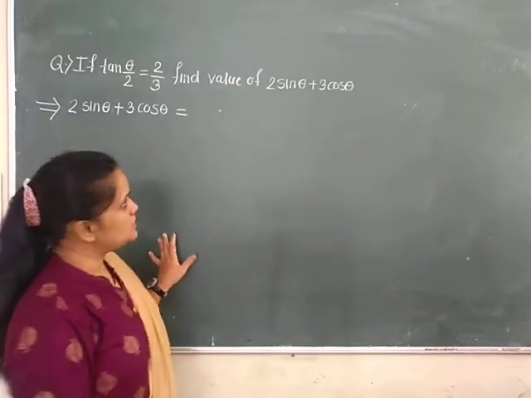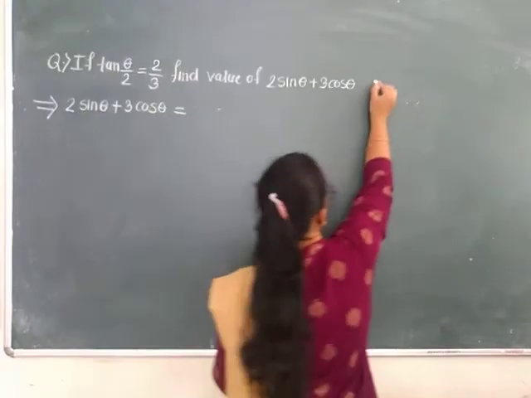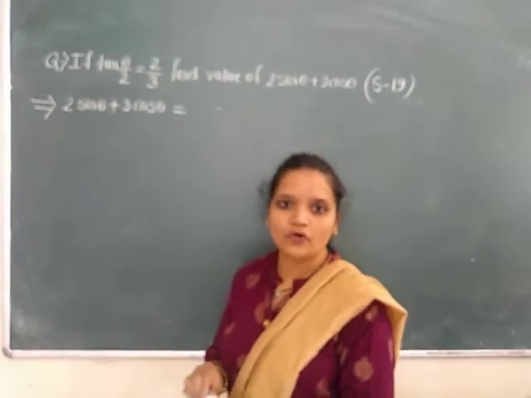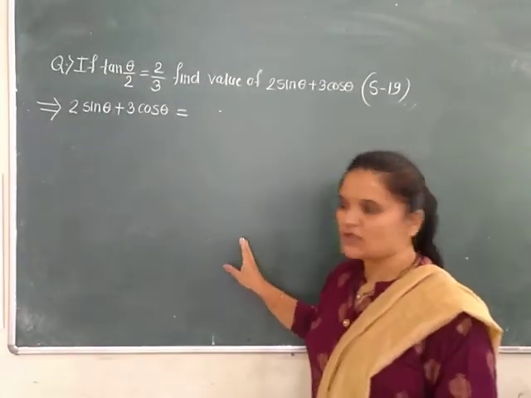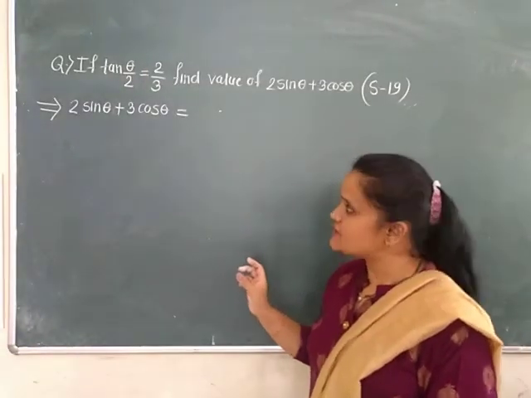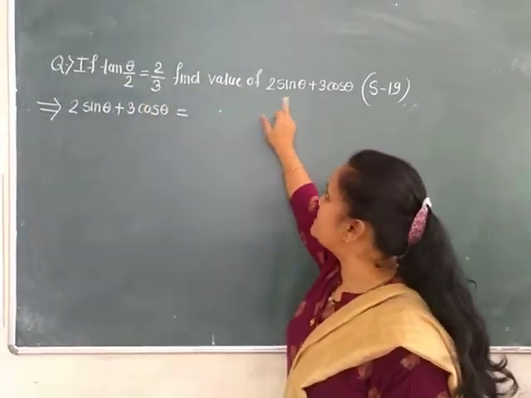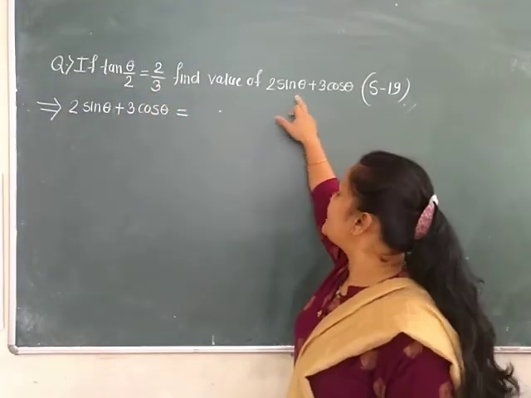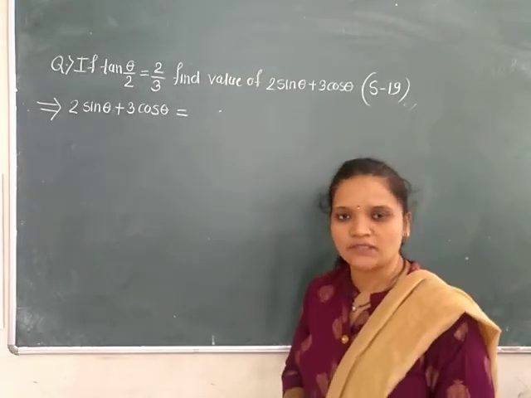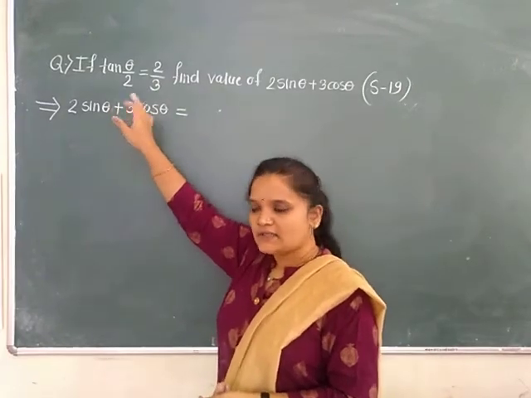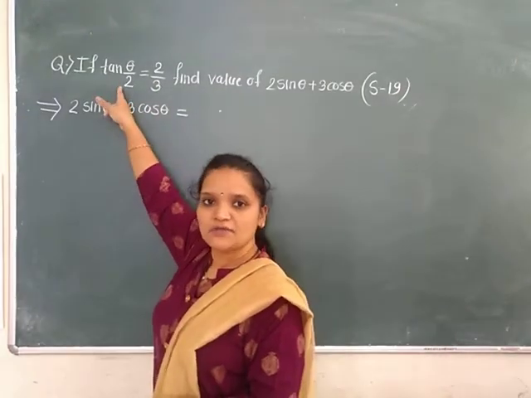This is the question. This question has been asked in summer 19 examination for 4 marks. So this is important question. Now in this question, what we have given, tan of theta by 2 is given to us and we have to find out value of 2 times sin theta plus 3 times cos theta. So we need to know the formula in which there is a formula of sine in terms of tan.